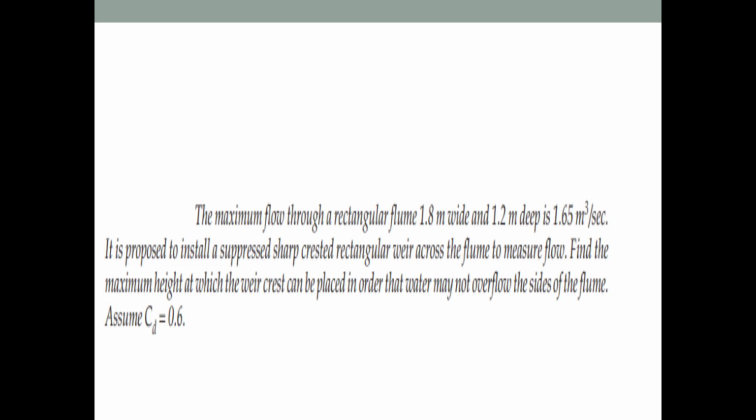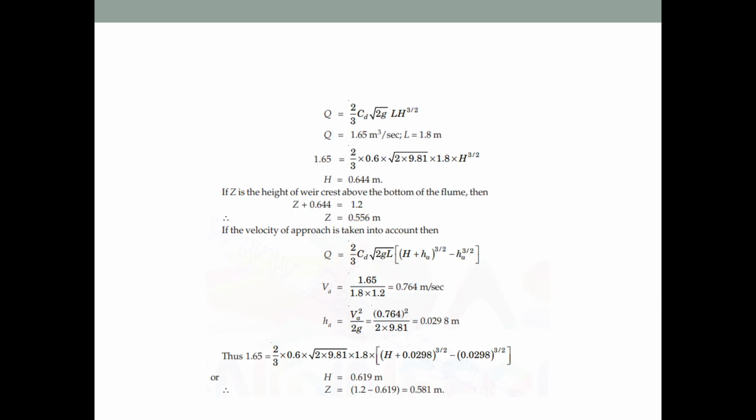So now we have a rectangular flume, and its dimensions are given, and the maximum flow, that is the discharge, is also given. The type of weir to be placed is a sharp crested rectangular weir. What we have to find is the maximum height so that the water does not overflow along the sides of the flume. You know the formula here: Q is equal to 2 by 3 into CD root of 2G L H power 3 by 2. Q is already given, L we know very well. What we have to find is the value of H.